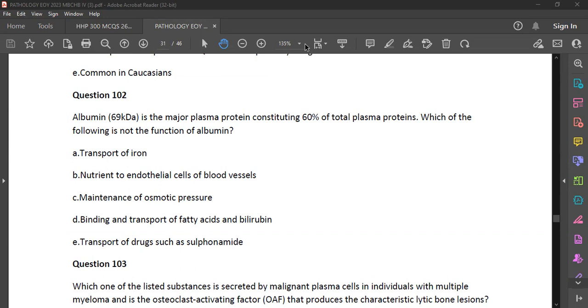Basically, albumin does not transport iron. We know iron is transported by transferrin.